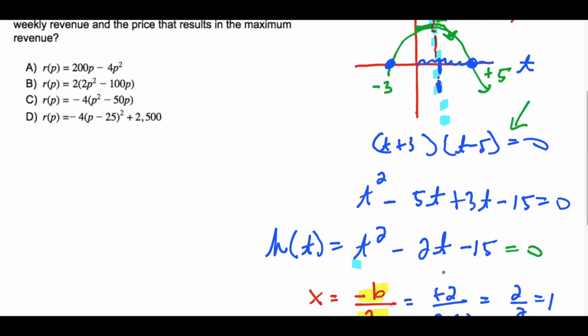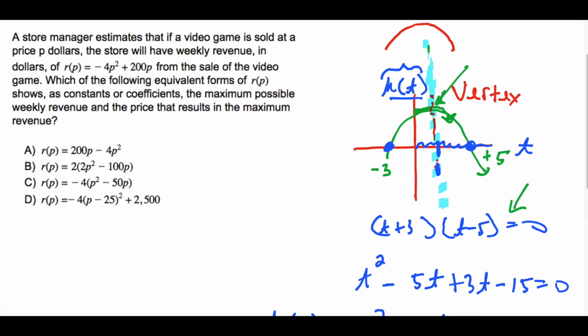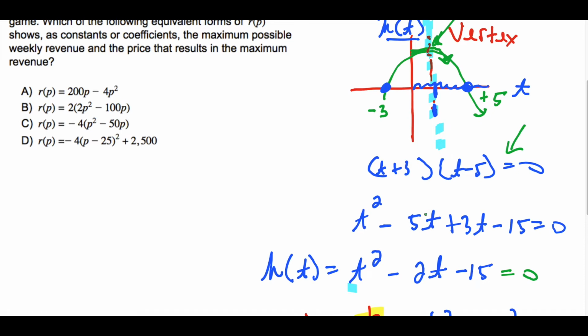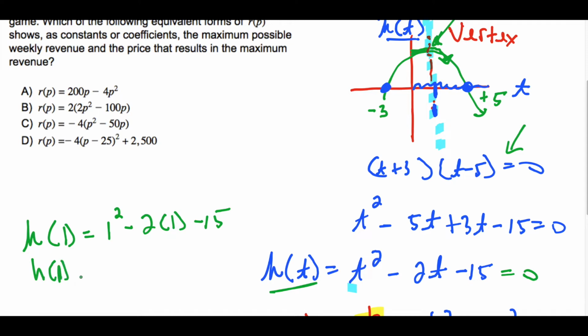Right. So now what you do is, if I were to plot this coordinate, I know this is 1 comma something. Well, how do you find the something? You plug in 1 for t in the equation. Yes. You plug in 1 for t and you'll get your y. And your y is your h of t. So let's do it in fancy math way. h of 1 equals 1 squared minus 2 times 1 minus 15. H of 1, so the height at 1 second, is 1 minus 2 minus 15.